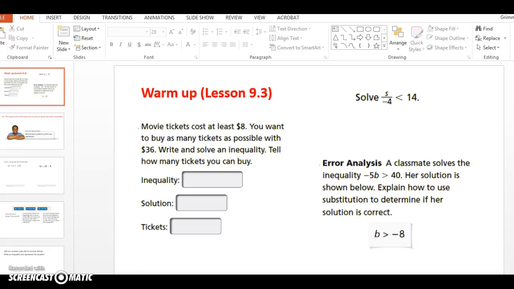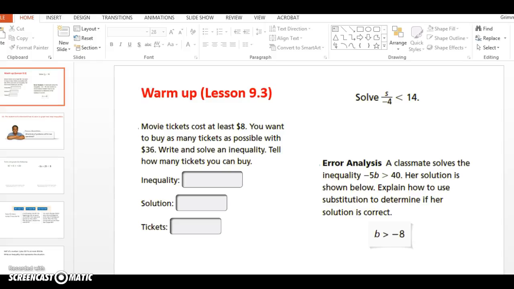Right, so first one, we need to be able to write an inequality for the statement: movie tickets cost at least $8. You want to buy as many tickets as possible with $36. Solve the inequality and tell how many tickets you can buy. What did I tell you to always start with?